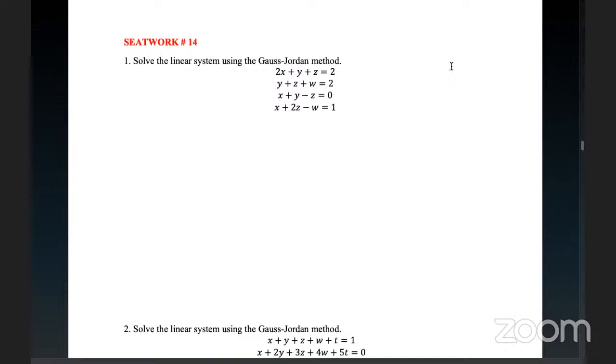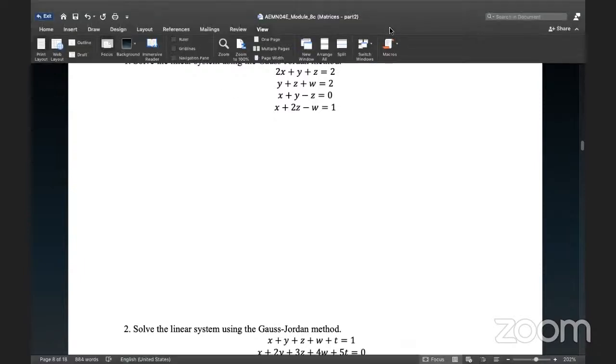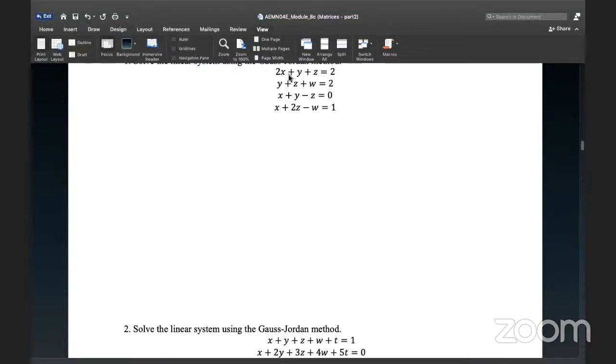Okay, hello, good evening. Dun sa mga students ko sa Advanced Engineering Mathematics, I know, nabitin kayo kanina dun sa topic natin regarding Gauss Jordan. So I will be helping you solve Seatwork number 14. Simulan ko lang and then kayo na yung mag-continue. Okay? So let me just get a pen.